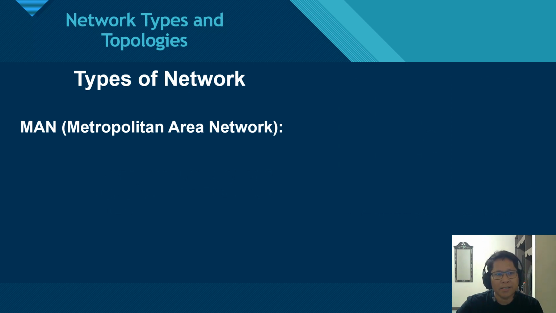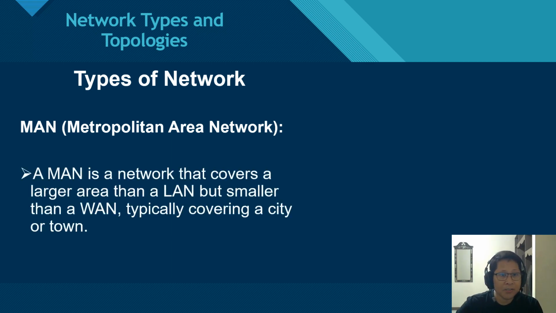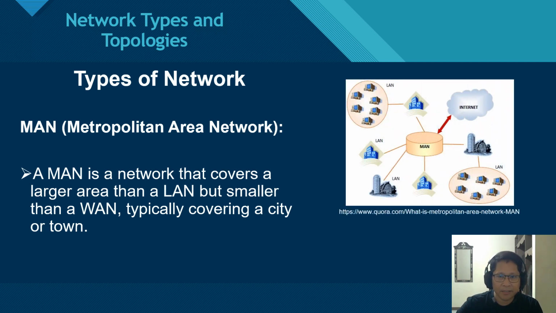The last type of network is the metropolitan area network, or MAN. It is a network that covers a larger area than a LAN, but smaller than a WAN, typically covering a city or town. So this is our example here. MANs, or metropolitan area networks, are often used by businesses or organizations that need to connect multiple locations together.